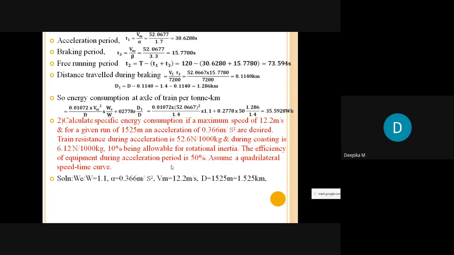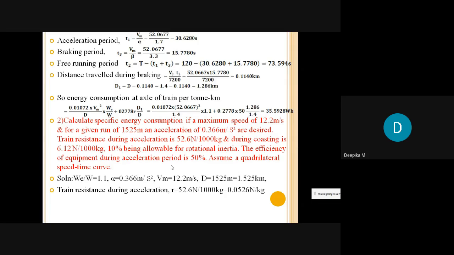We by W is again 1.1. Alpha is given, which is 0.366 meter per second square. And Vm is given, which is 12.2 meter per second. And distance D they have given 1525 meter, which is 1.525 kilometer. The train resistance during acceleration they have given as R equals 52.6 Newton per 1000 kg. But we are going to calculate in terms of Newton per kg.